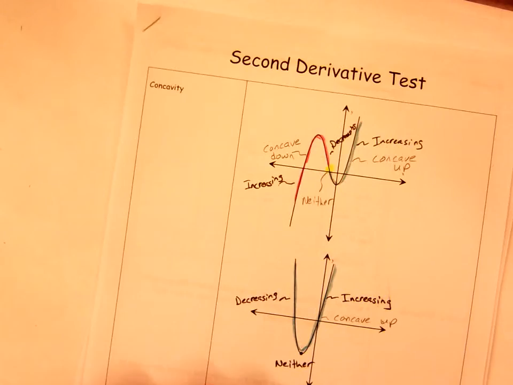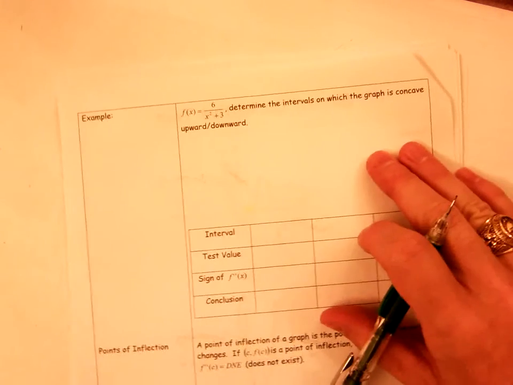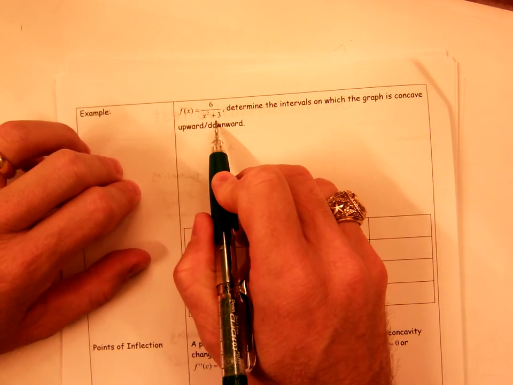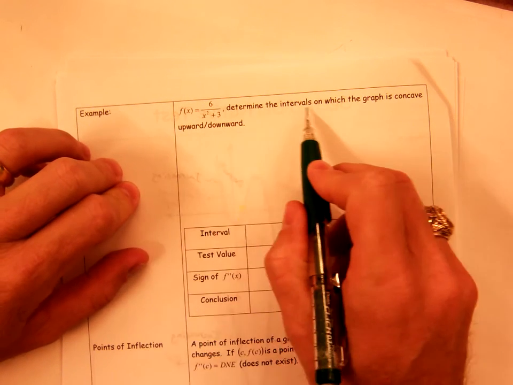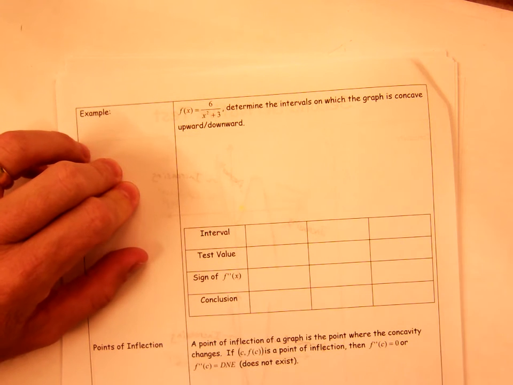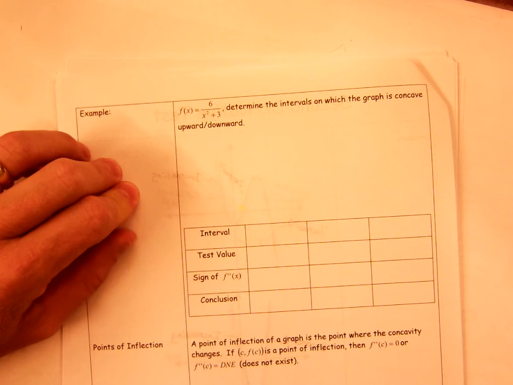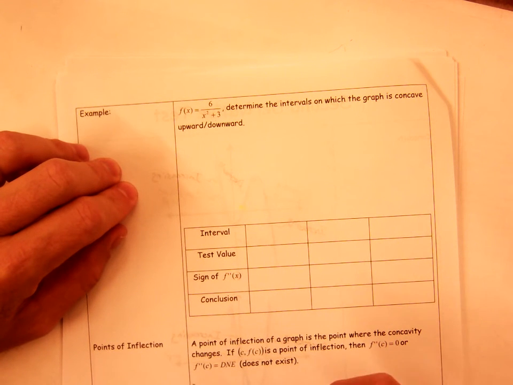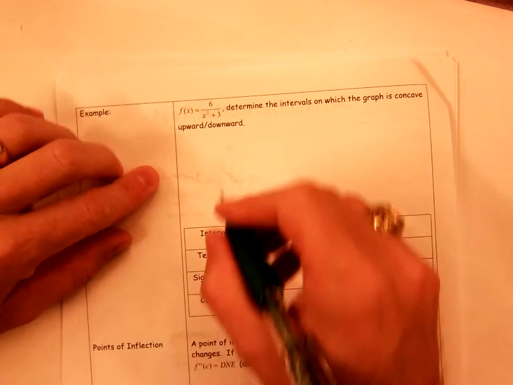All right, moving on. Here's our first example. f of x is equal to 6 over x squared plus 3. Determine the intervals on which the graph is concave up or concave down. What do I have to do to find out if it's concave up or down? Got to take the first derivative first. That's the first thing.